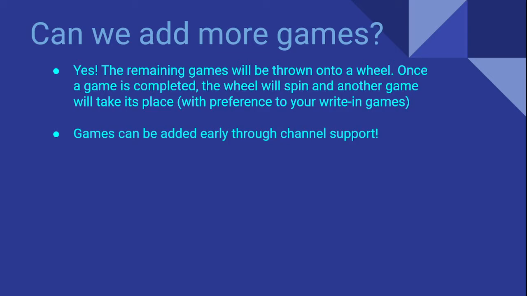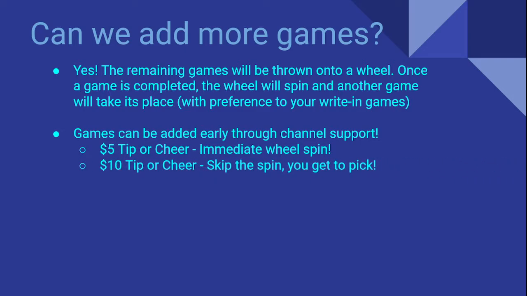There's another way that games can be added, though, sort of as a channel incentive, directly through support to the channel. And how that would work, I didn't really know what numbers to come up with on this, and I don't expect this of anybody. There's going to be more than enough games to go through anyway. But pretty standard, I think. 500 bits or a $5 tip will grant an immediate wheel spin to add something into the shuffler. A $10 tip or a cheer, though, will skip the spin, and you just get to flat out pick, so it's not up to chance at that point.